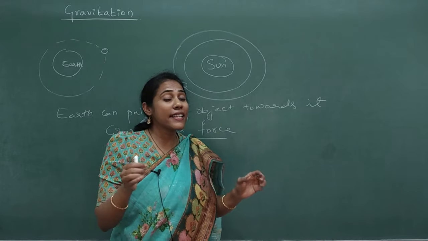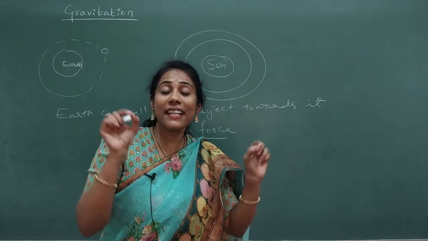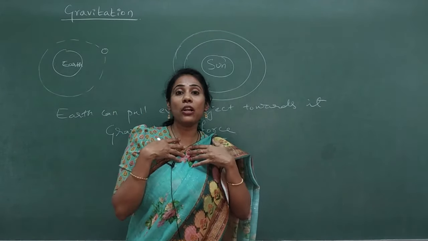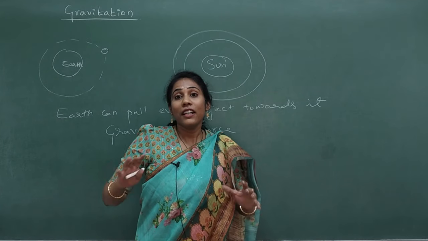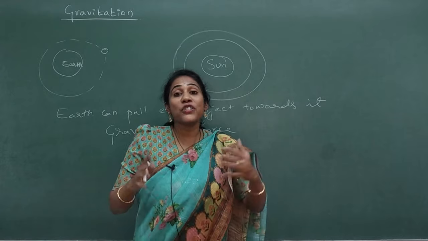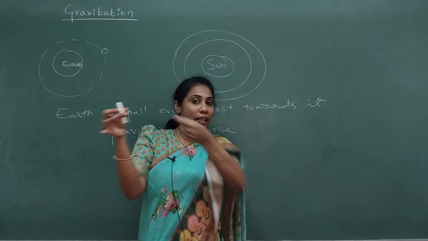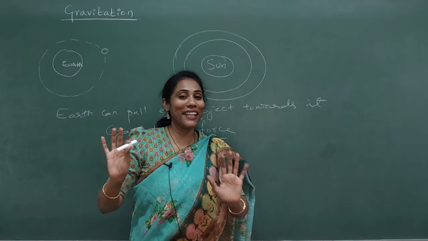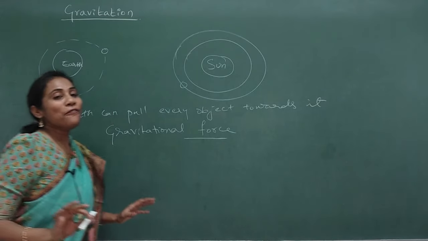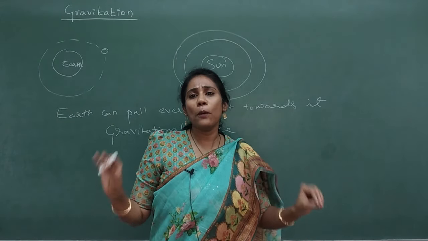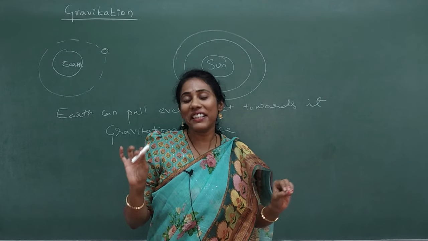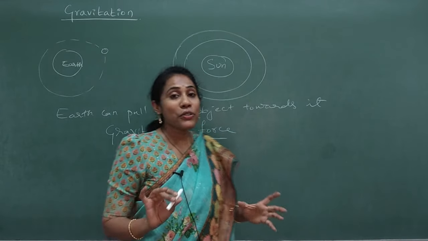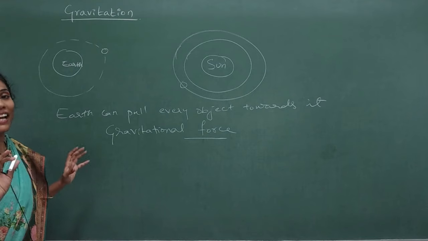But this force is very, very little as compared to the pull by the earth. Both the chalk piece and I are pulled by earth. The force of the earth dominates the force of me pulling this chalk piece towards me, and the force of the chalk piece pulling me towards it. Got it? So gravitational force is everywhere. Every object in the universe gets attracted to each other, gets pulled by another object. So that force is called gravitational force.